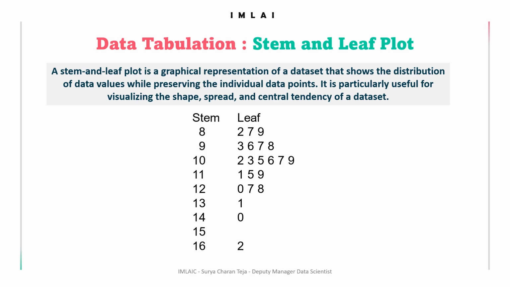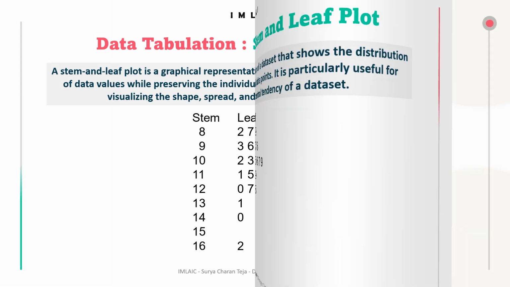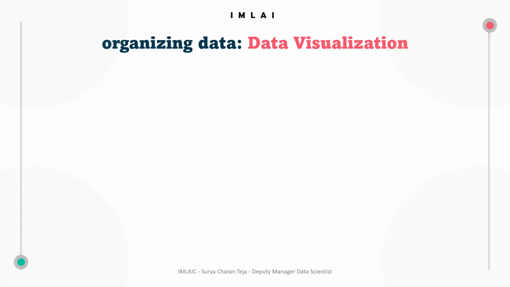So we have seen data tabulation. Now let's get back to organizing data. The fourth way of organizing data is data visualization. Data visualization involves creating visual representations of data such as charts, graphs, and plots to organize data in a visually appealing and informative way.